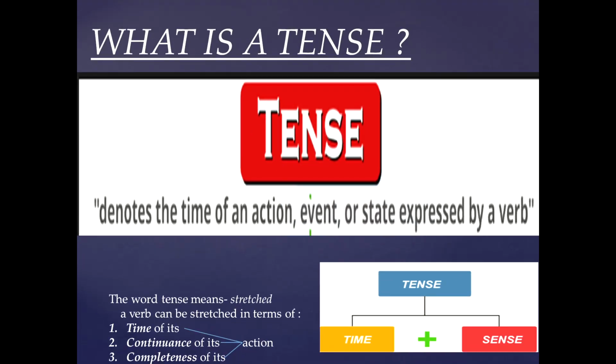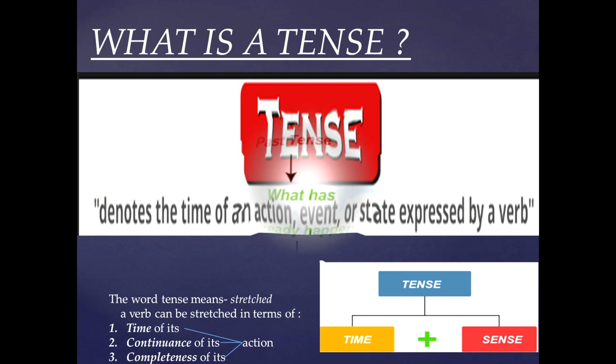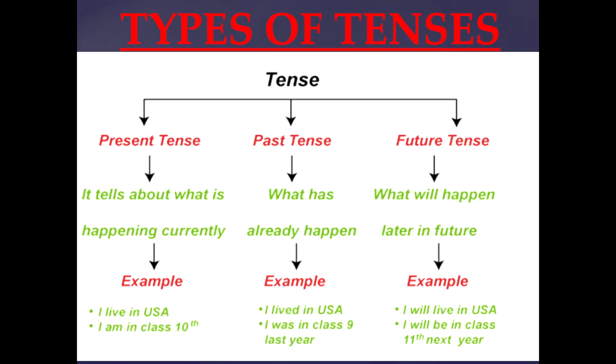Tense denotes the time of an action, event or state expressed by a verb. It denotes whether the action was completed, or whether the action is going on, or whether the action will happen in the future. As you can see here, there are three major types of tenses: present tense, past tense and future tense. Present tense tells about what is happening currently. Past tense tells what has already happened, and future tense describes the action that is going to happen in the future.